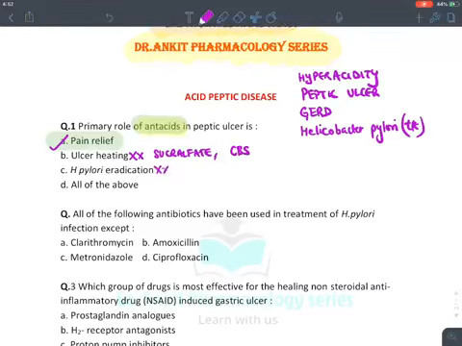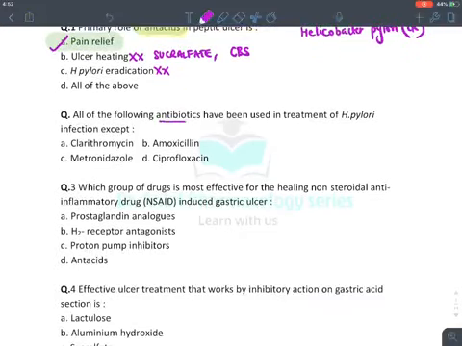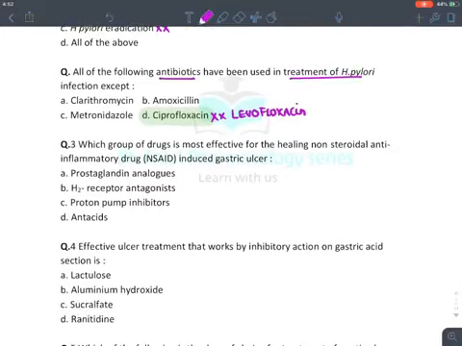H. pylori eradication? No. For this we give antimicrobial drugs. Now, all of the following antibiotics have been used for the treatment of H. pylori infection except. So the answer for this question is ciprofloxacin. It is not ciprofloxacin, it is rather levofloxacin. So let's come to the third question.